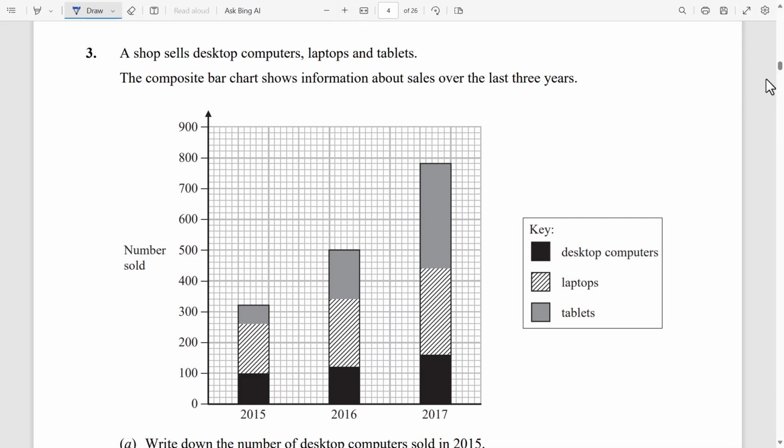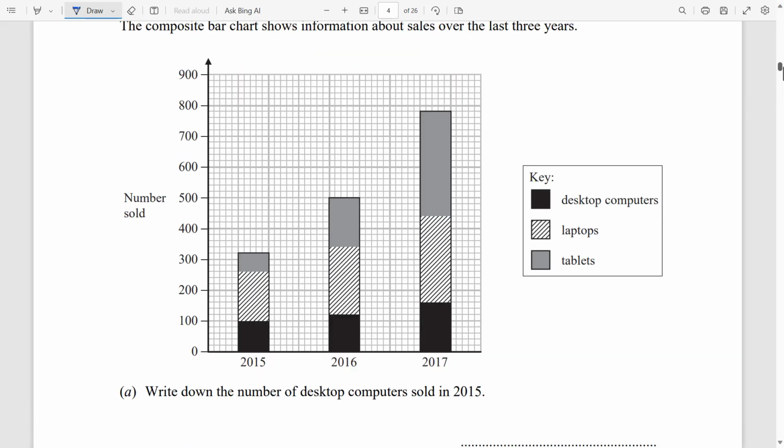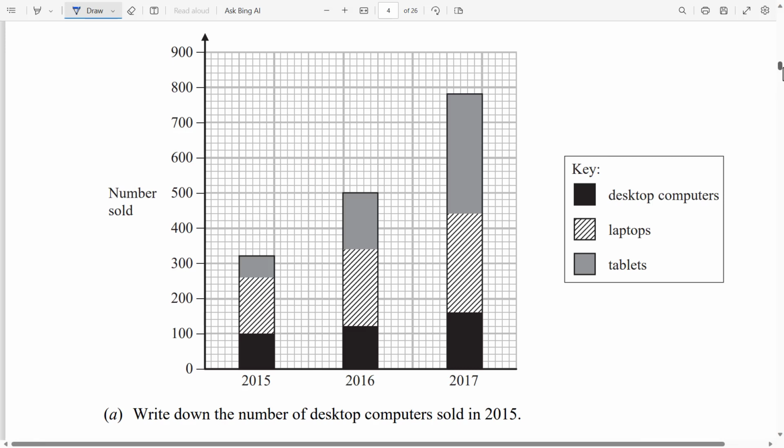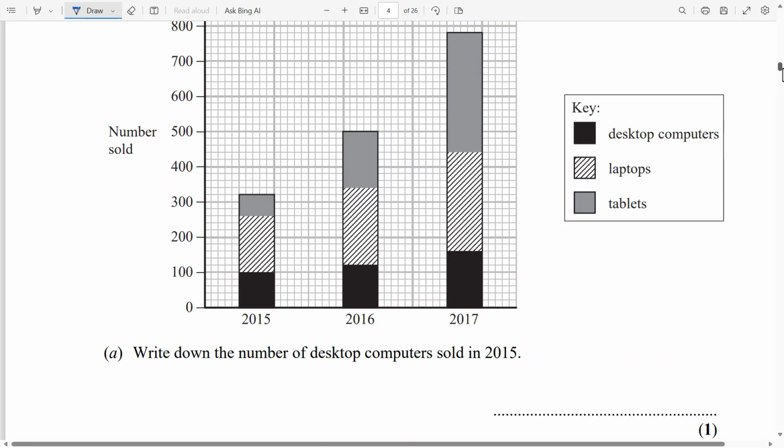Now on the next point, our shop sells desktop computers, laptops, and tablets, and the composite bar chart shows information about the sales over the last 2 years. So we have the keys: the dark one is desktops, the stripe is laptops, and the ash one is tablets. So we want to write down the number of desktops sold in 2015, and desktop represents the dark bar.